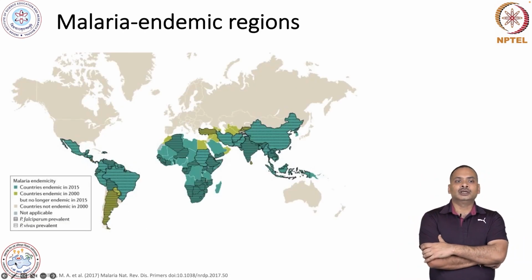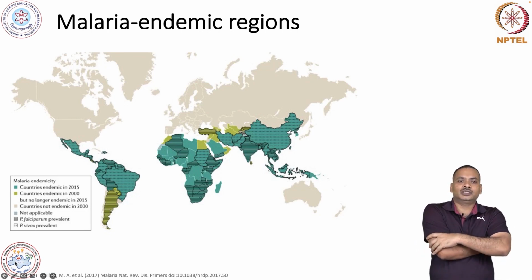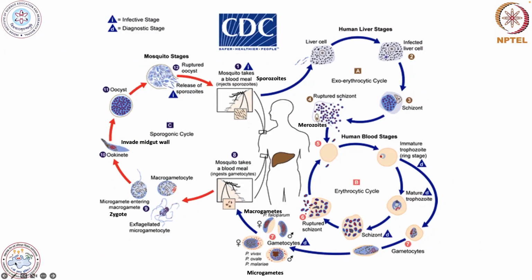So, this is a malaria endemic region. Here you can see that near the equator, this disease is quite prominent. Now, I will discuss the life cycle of the malaria parasite. And here you can see that this malaria parasite life cycle involves 2 hosts.